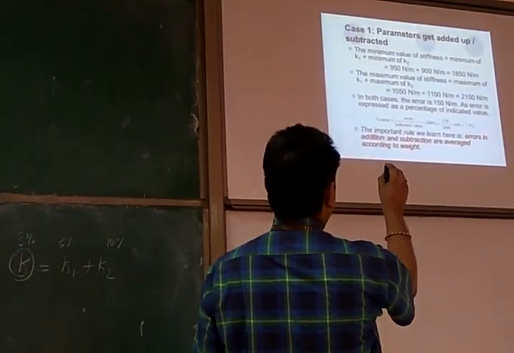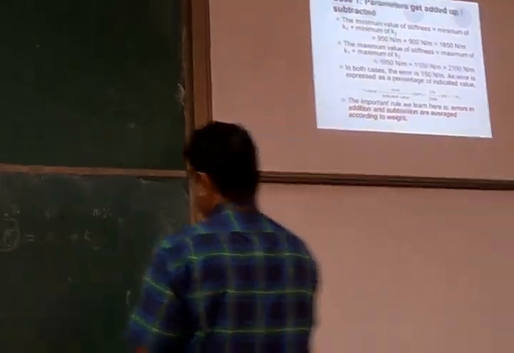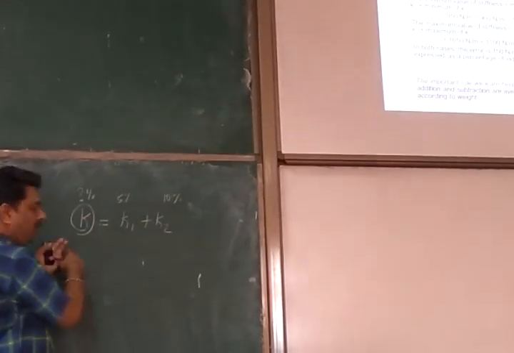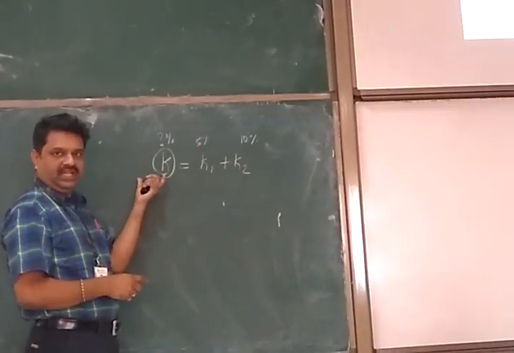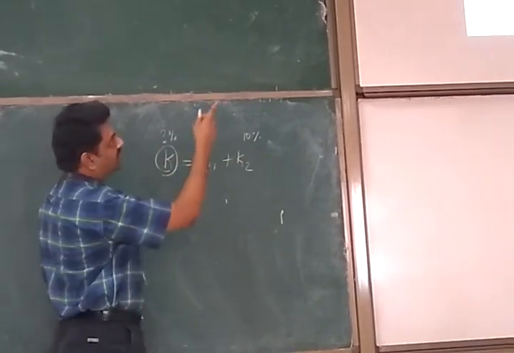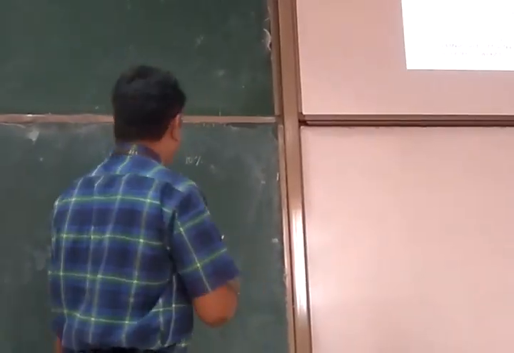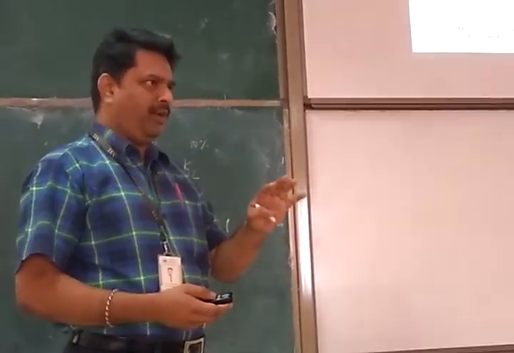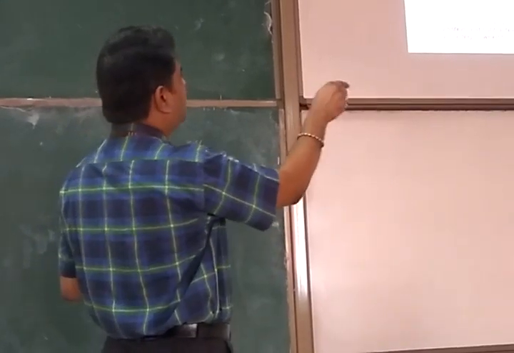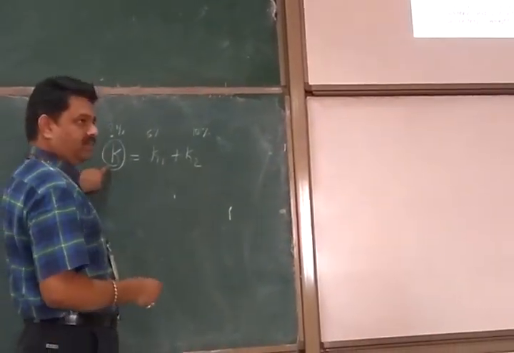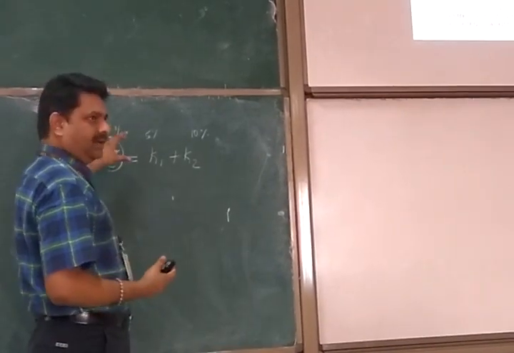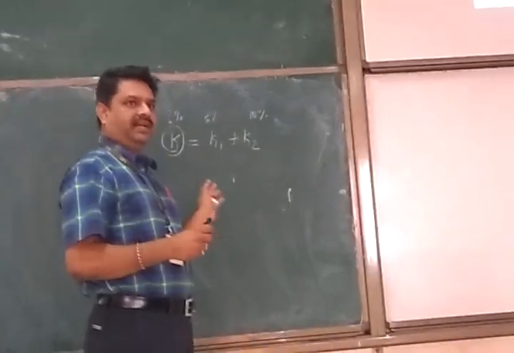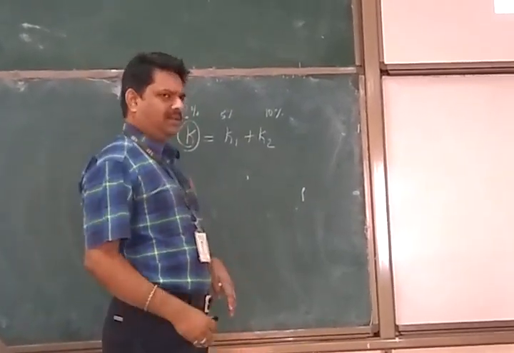That simplifies our problem. So the minimum value of stiffness K here will be minimum of this value and minimum of this value. That will be the total minimum for the effective stiffness. That happens to be 950 plus 900. It is 1850. On the higher side, it is 2150. You are able to follow me? I am finding out what is the minimum value of this effective K, K1 plus K2, and that is the worst case on the minimum side. On the higher side, that is also the extreme case.